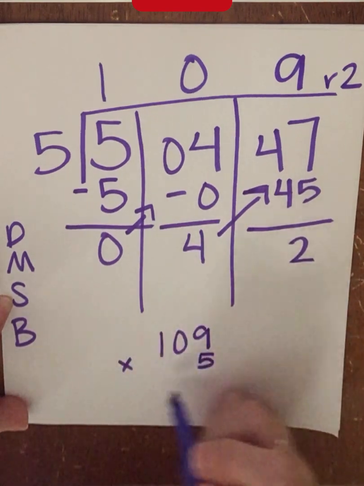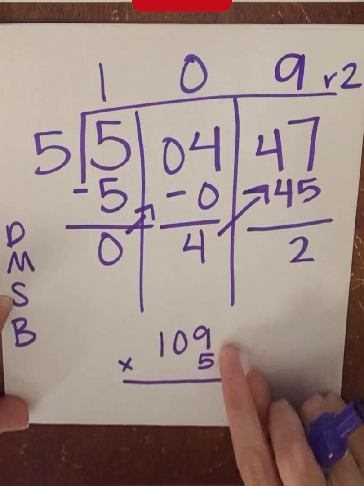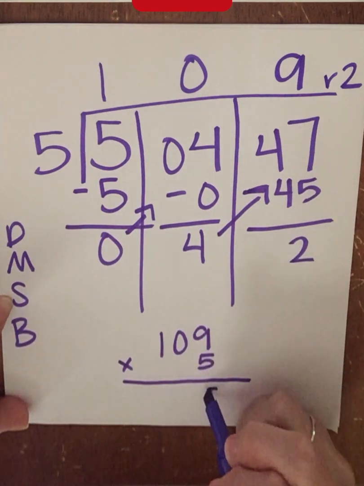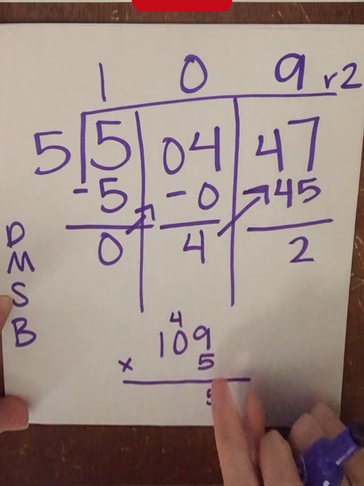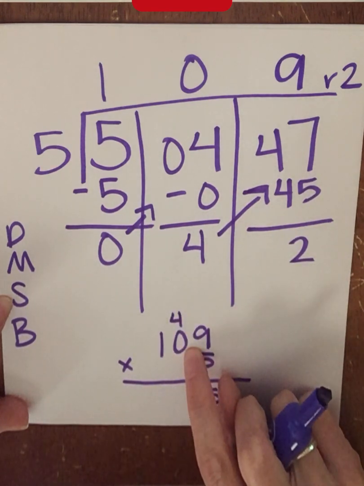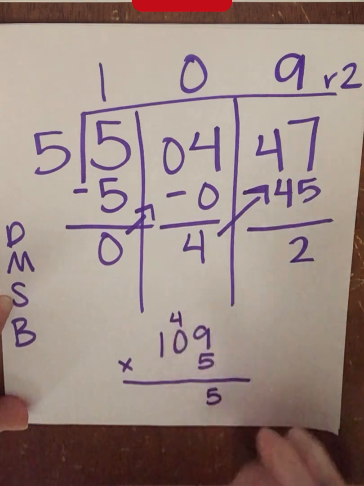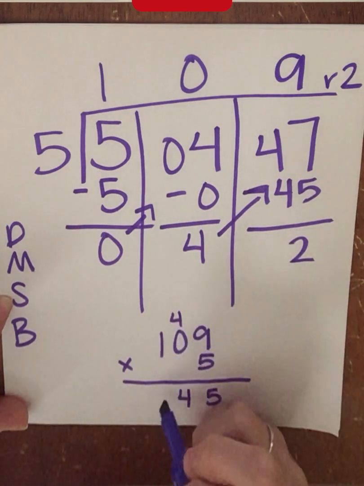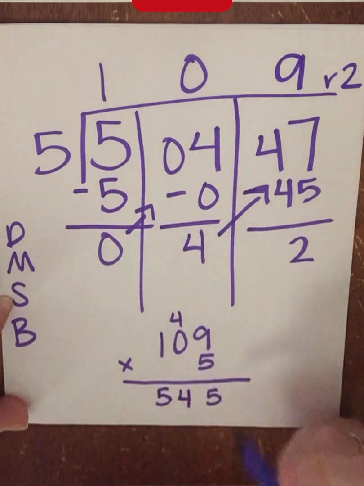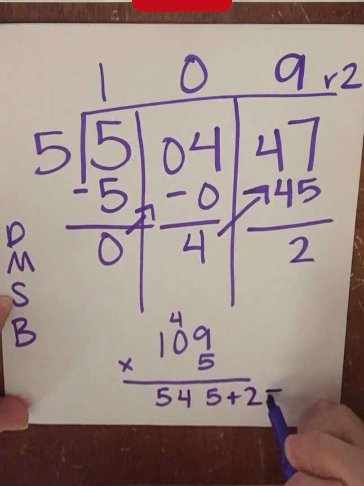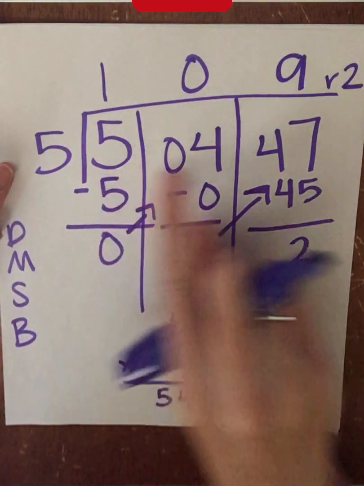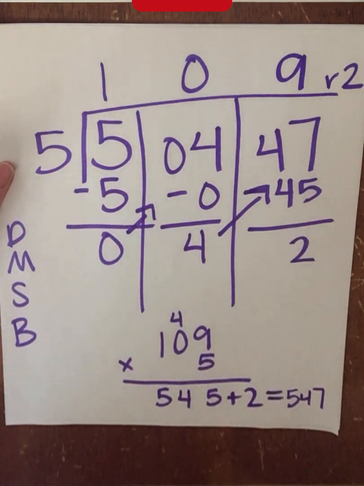times 5. 5 times 9 is 45. 5 times 0 is 0. I have to add 4 because I carried 4 over. And then I have 5 times 1, which is 5. And then I need to add my 2 here. And if I do that, I end up with 547. Now, 547 was the original number that I started with, so I know that my answer is correct.